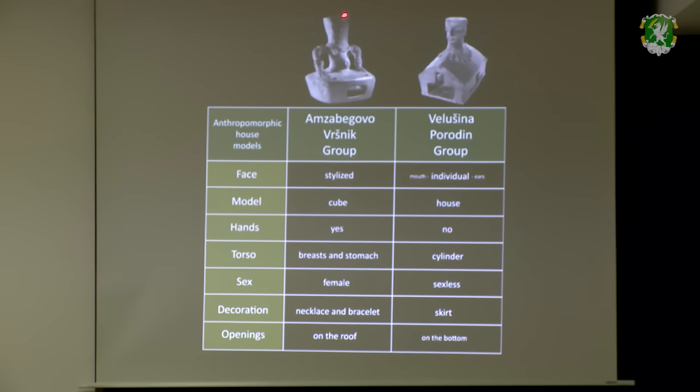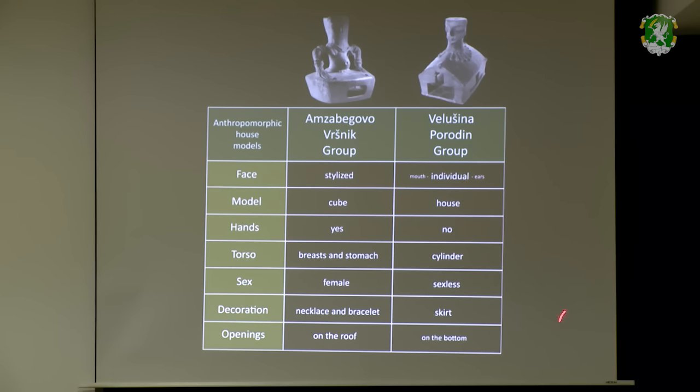Most of the anthropomorphic house models in the Amzabegovo Vršni group are stylized. The model is only a cube. The hands are quite often represented. There are breast and stomach. Most of them are female. They have necklaces and bracelets. And on the roof there are 4 openings.